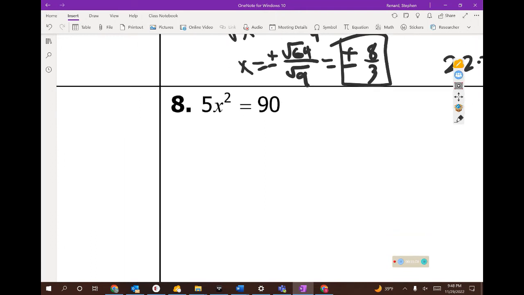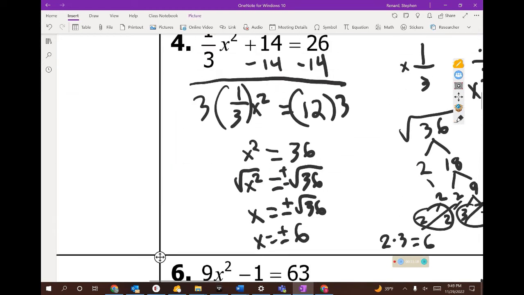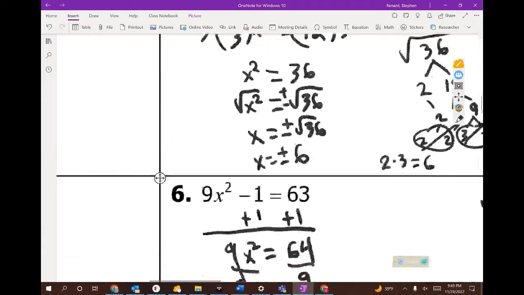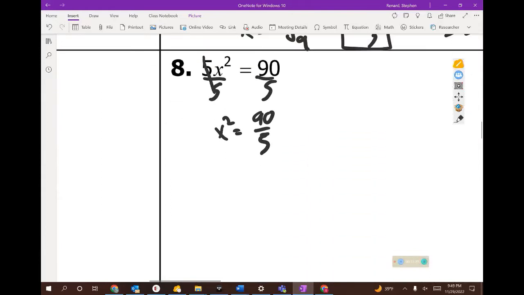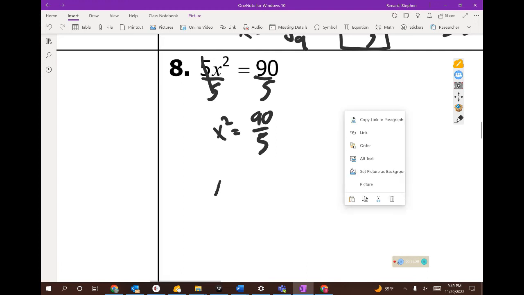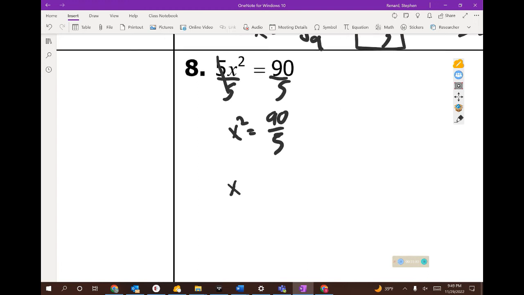So here we have 5x squared equals 90. Nothing to add or subtract, so we're just going to divide. And we get x squared equals 90 over 5. Now, remember how on a couple of the earlier ones, number 6 and then number 2, I believe it was, we had fractions that we couldn't reduce at all. Well, here we have a fraction that we can reduce. Plug 90 divided by 5 into your calculator, and you get 18.